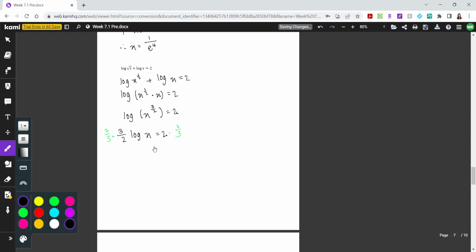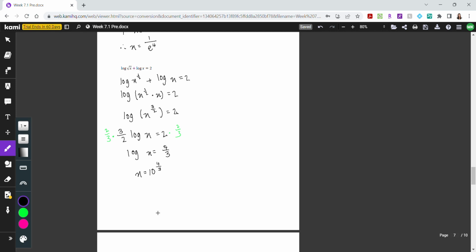Which would then give me log x equals 4 over 3. Now, because I know my x here is alone, and the base is 10, I want to transform this into an exponential. So x is going to stay where it is. The base, which is 10, is going to get bumped up. And my 4 over 3 is going to get bumped up as an exponent. So now we're going to get x equals 10 to the power of 4 over 3.